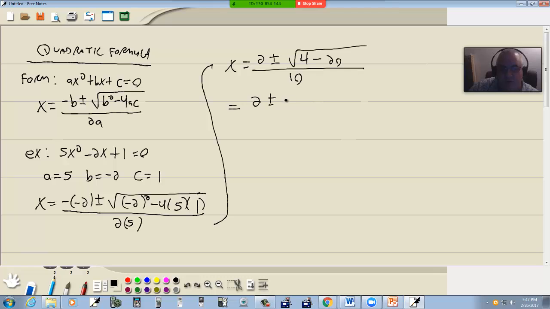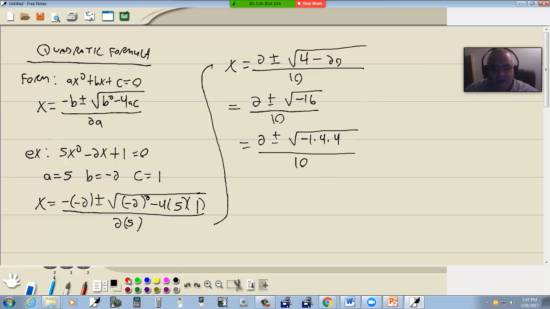So we got 2 plus or minus the square root of 4 minus 20, which is negative 16, over 10. You always simplify your radicals at any point. Negative 16 is negative 1 times 4 times 4, all over 10. We always, like I said, simplify it. So I'm going to take the pair of 4's out, and I'm going to take negative 1 out. In this case, the radical is going to disappear. So we got 2 plus or minus 4i, all over 10.